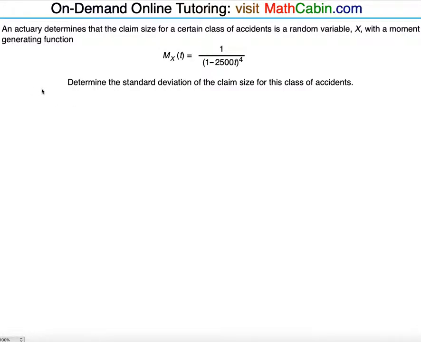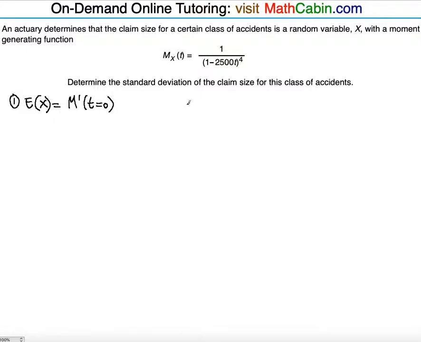So there are three ways of doing this problem, and two of them are longer than the third one, but the third one may not be obvious, so I'm going to give you the first way of doing it. The first way is to see that the expected value of the random variable is the first derivative of the moment generating function at t equals 0.